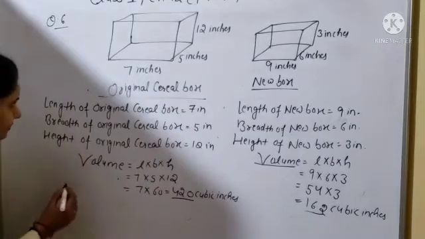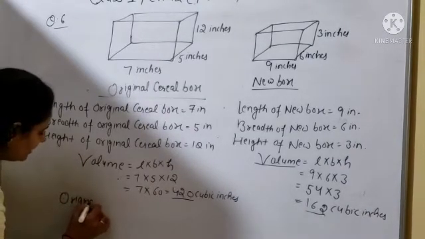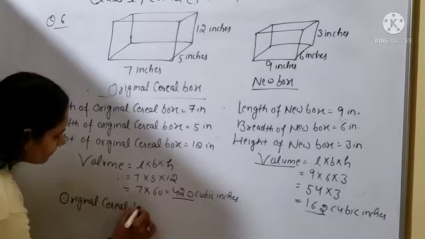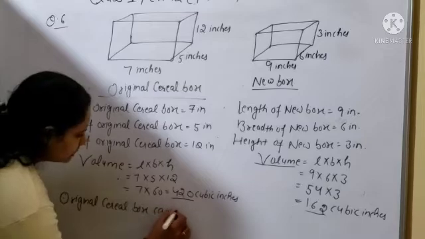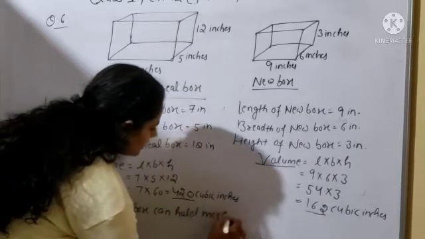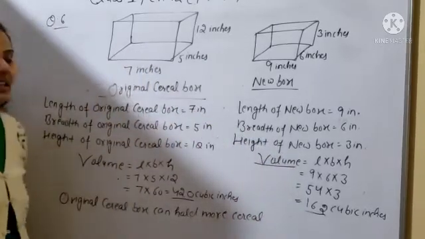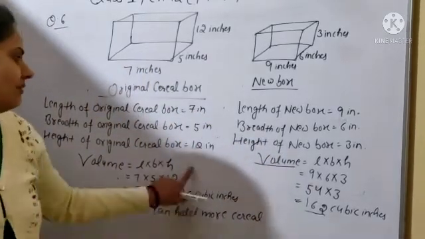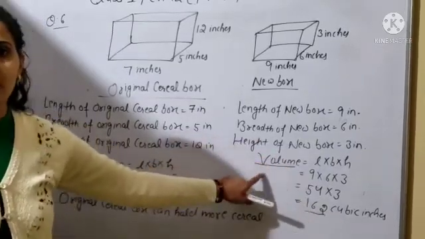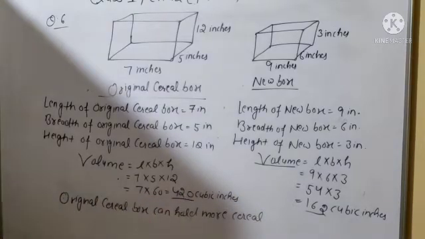So you can write down, the original cereal box can hold more cereal. Okay, the original cereal box can hold more cereal because the volume of the original cereal box is greater than the volume of the new box. So this box can hold more cereal. So this was your question number 6.